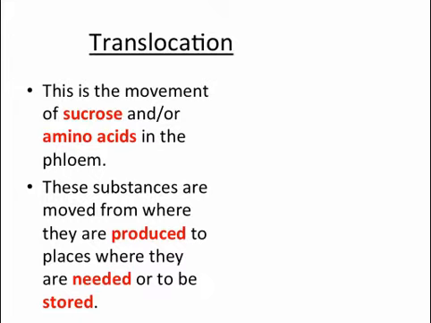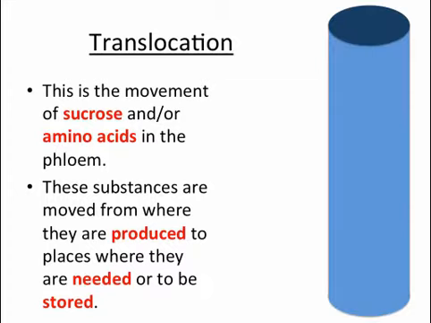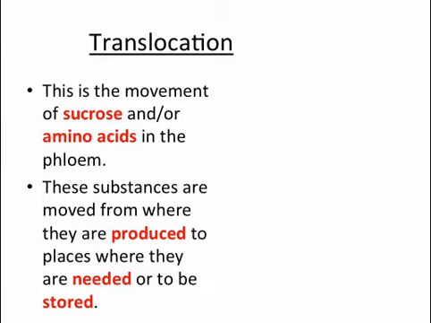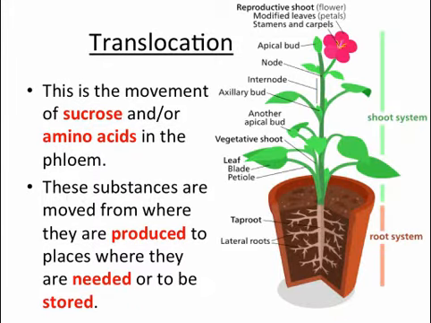And the sink may be a flower, for example, or it might be the roots, it might be a tuber like a potato, something like that, or it could be any part of the plant that is growing. So as you remember, movement of sucrose and amino acids happens in the phloem. And translocation may happen between any part of the plant where these substances are made, normally the leaves.